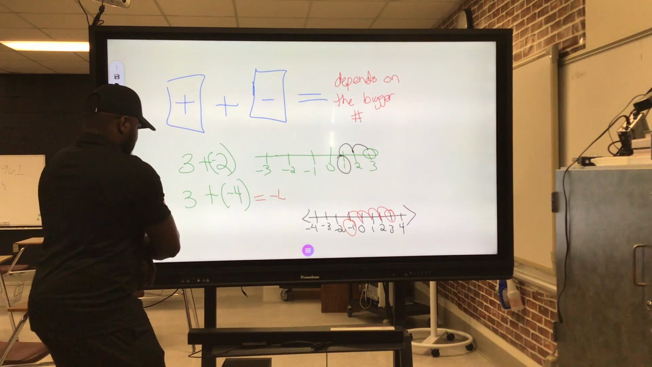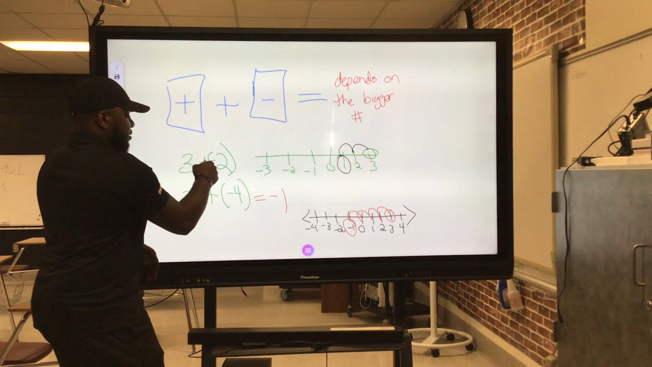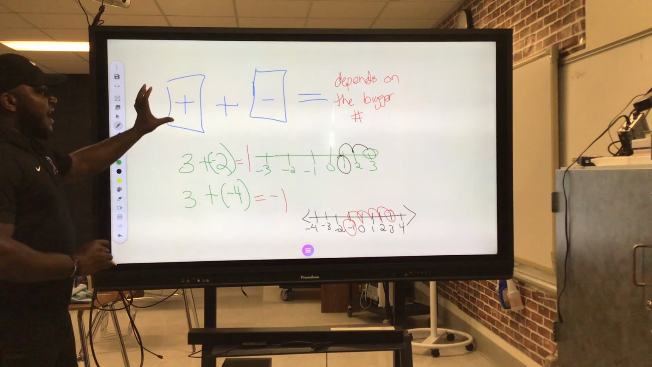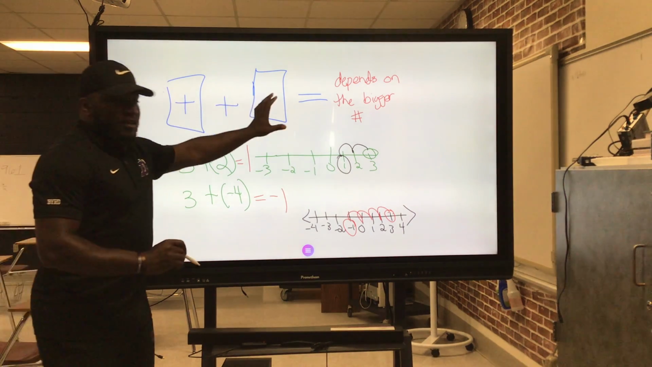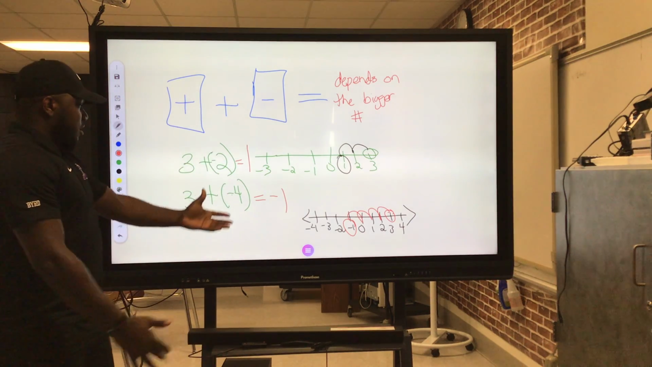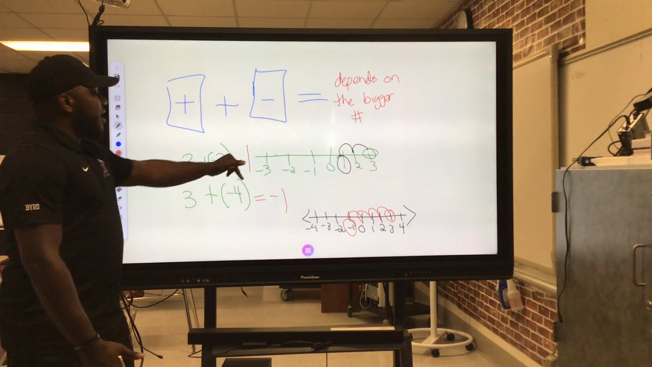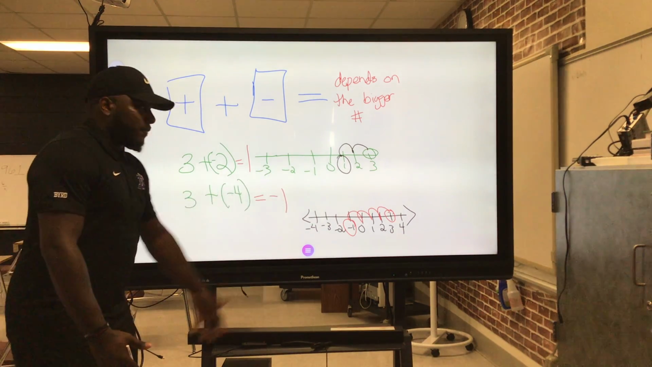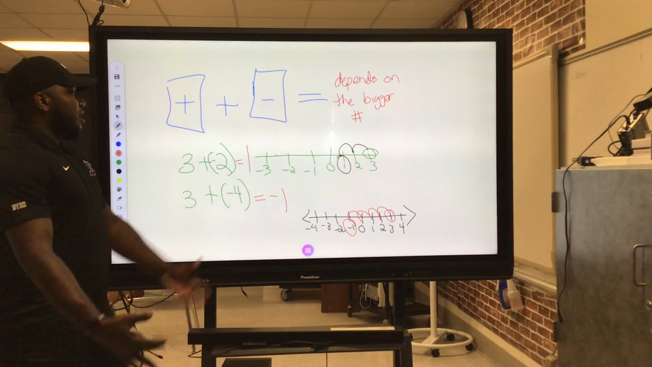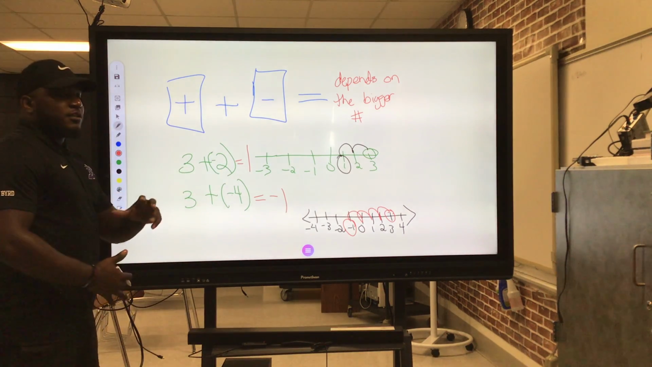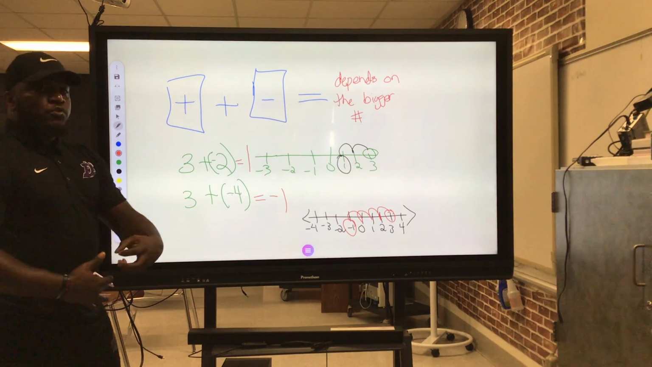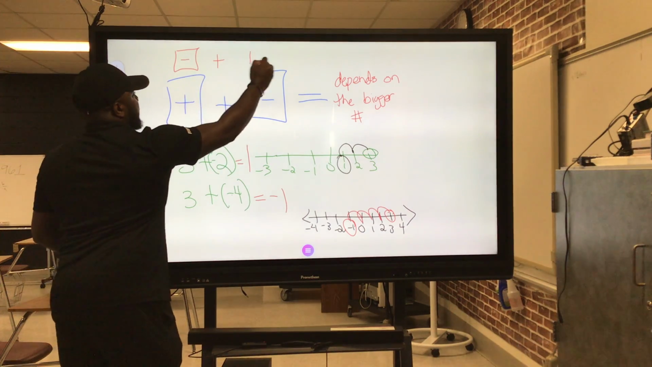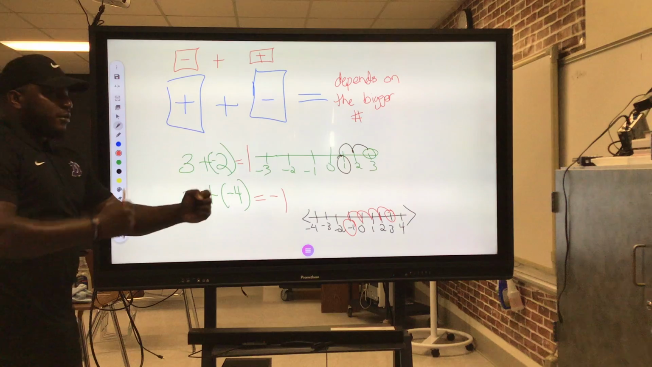But 3 plus negative 2 gives me positive 1. So when you're adding integers, a positive plus a negative, it depends on the bigger whole number. In this case, the positive was bigger, so my answer should be positive. In this case, my negative was bigger, so my answer should be negative. So it depends on the bigger number. And that also works in reverse. This also works for a negative plus a positive. It works vice versa as well.